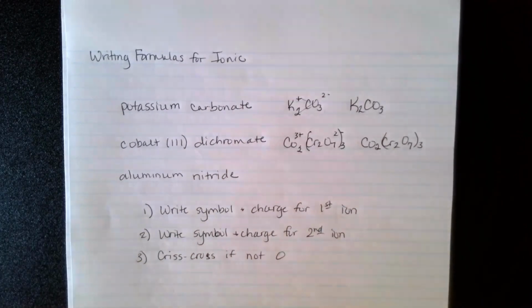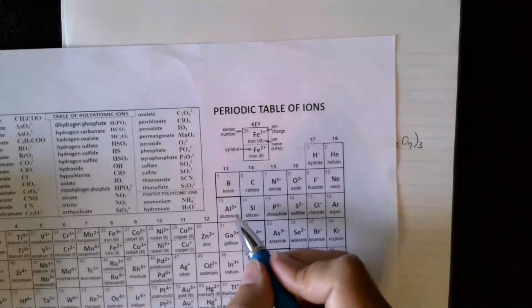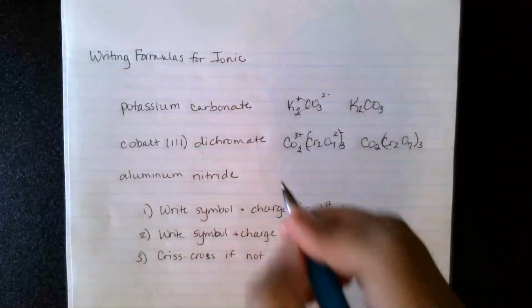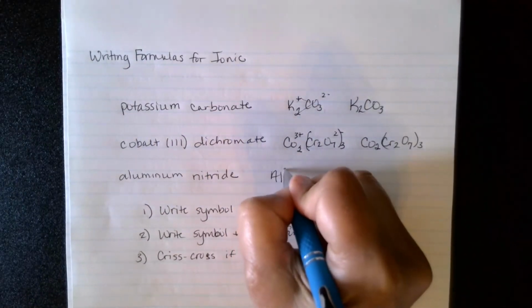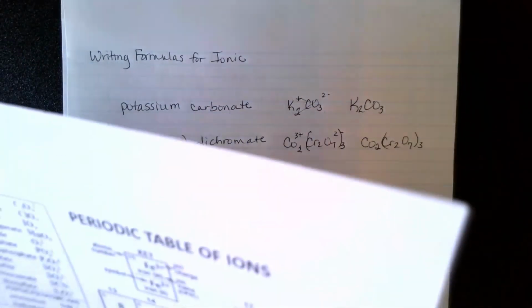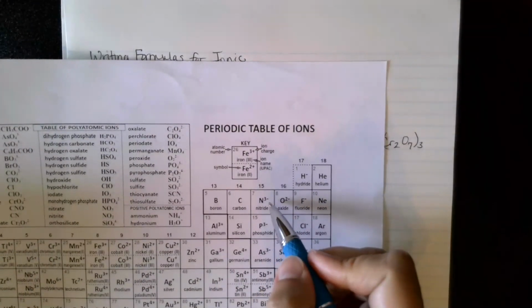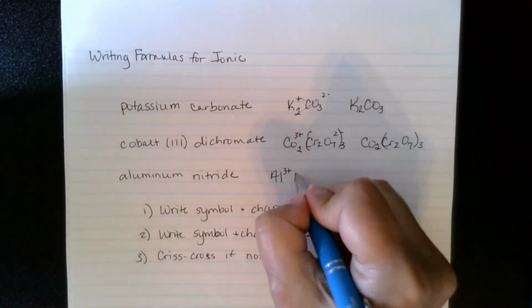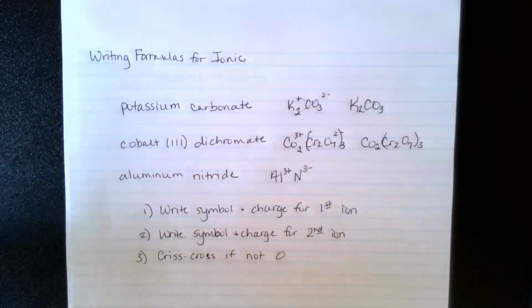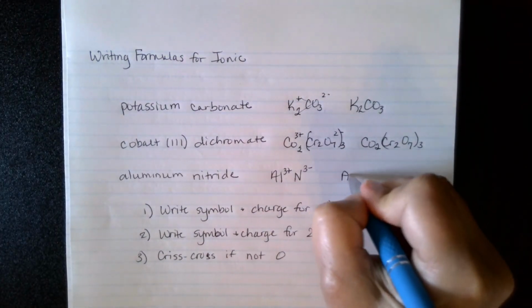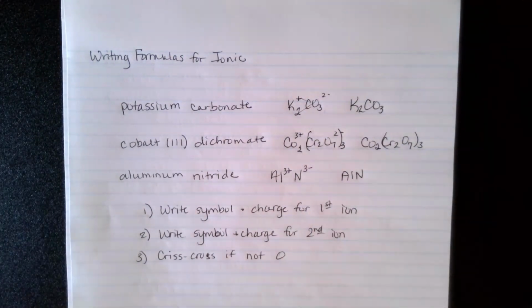Okay, then we have aluminum, which is Al3+. And then I have nitride, which is N3-. And those add up to 0, so then I'm just done. So that's it for ionic and covalent.